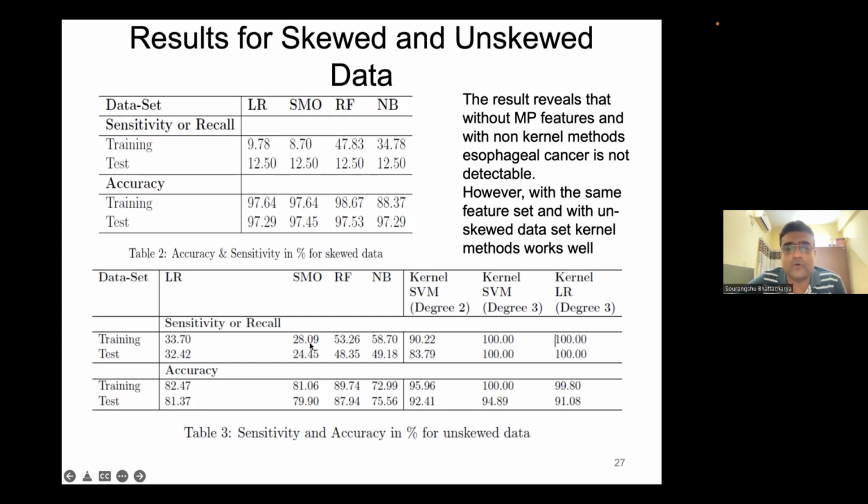But now when we unskew the data using SMOTE, we don't get good results. Towards the left, I don't know if you can see my pointer, yes, we can. Okay, towards the left are the naive implementations of these algorithms: naive Bayes, random forest, and SMO, which is for SVM, support vector machines. Now these numbers again are not looking very good.